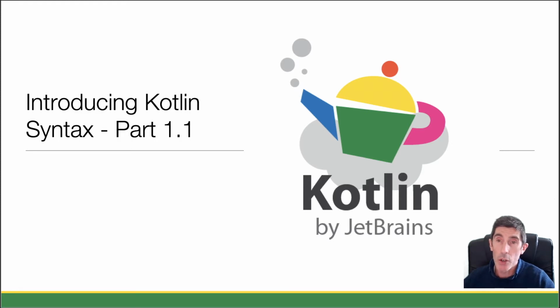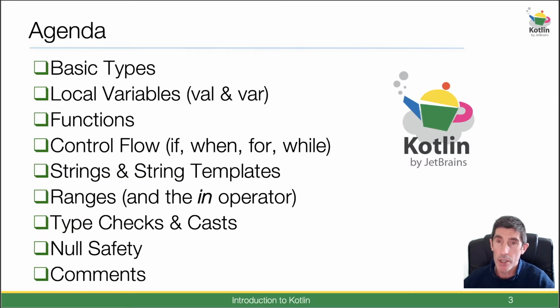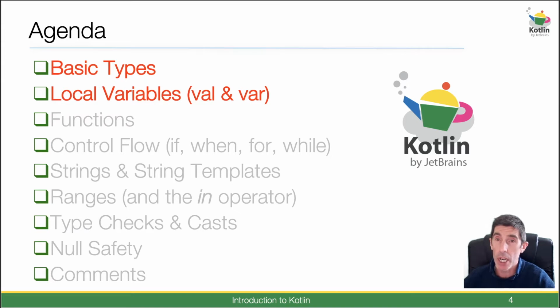Today we will be looking at the syntax, and I've spread it across two major parts. The first part covers the following: our basic types, local variables, functions, control flow, strings and string templates, ranges, type checks and casts, a little bit more about null safety and some comments. And I've then partitioned that out into smaller parts. So today in our part one, we will just talk about basic types and local variables, val and var.